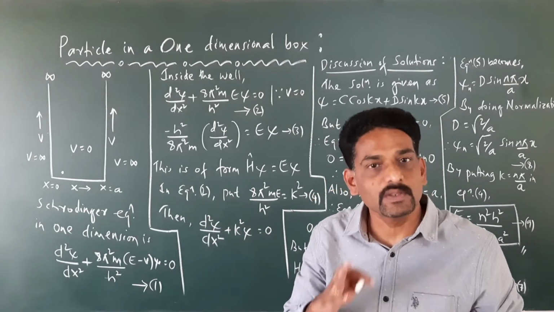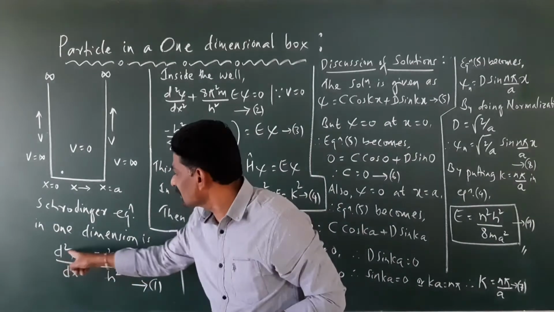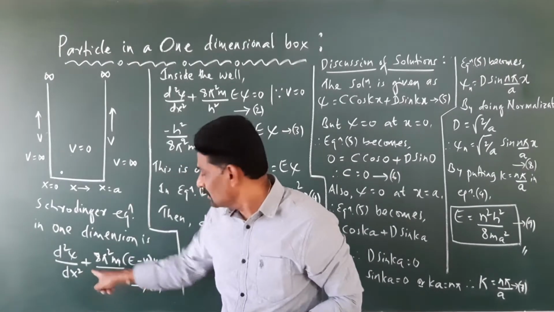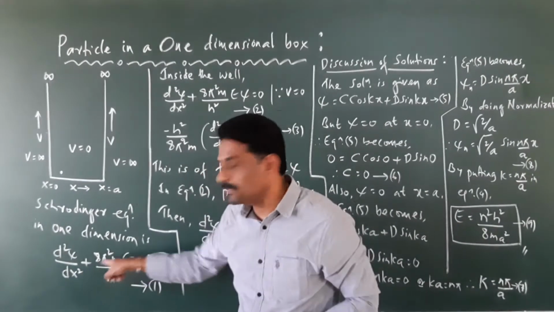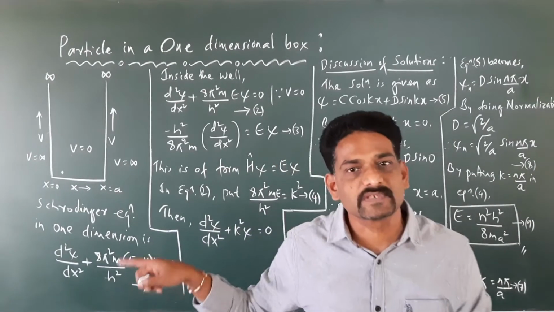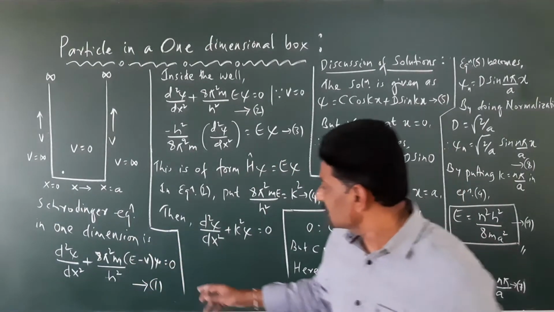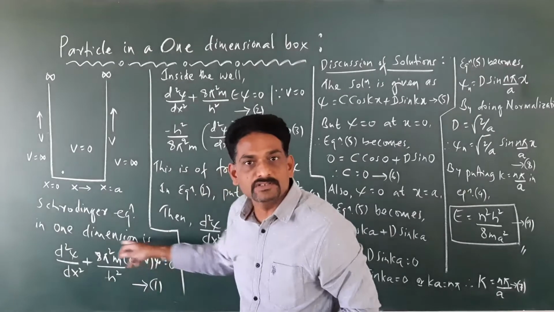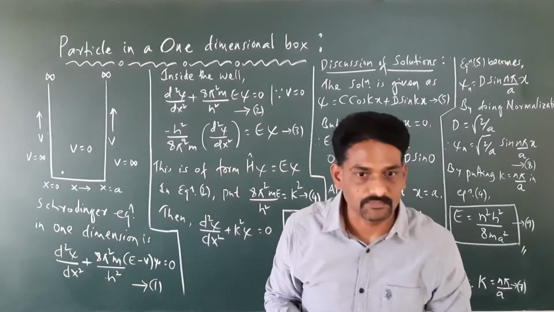Therefore we have taken only the one term, that is d square psi by dx square, plus the remaining terms as it is, 8 pi square m by h square into E minus V psi equals to 0. So this is the time independent Schrodinger equation in one dimension, right?